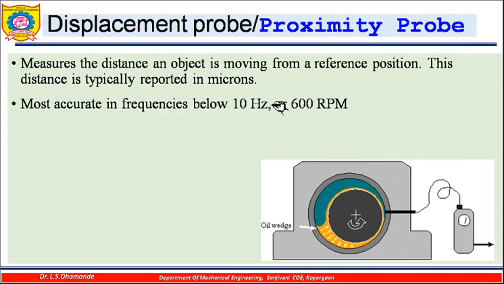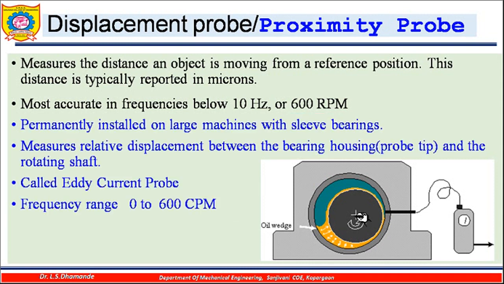Now first of all let us talk about the displacement probe, also called the proximity probe. You can see here this is a displacement probe. It measures the distance an object is moving from a reference position. This distance is typically reported in microns, and it is most accurate at frequencies below 10 Hz or when the machine is running at less than 600 rpm. In that case you generally prefer this proximity probe. You can see here there is a probe mounted, and it will sense the distance between the shaft and this particular bearing.